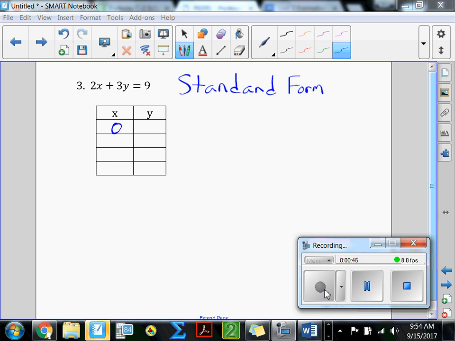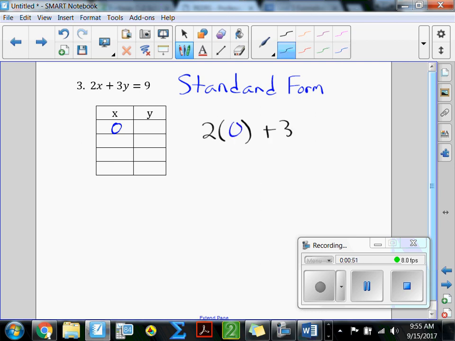Let's just start with 0 for x. So that would be 2 times 0 plus 3y equals 9. Now to solve the equation. 2 times 0 is 0. 0 plus 3y is 3y. Divide by 3, divide by 3. Y equals 3. So 0, 3 would be a solution on the table.